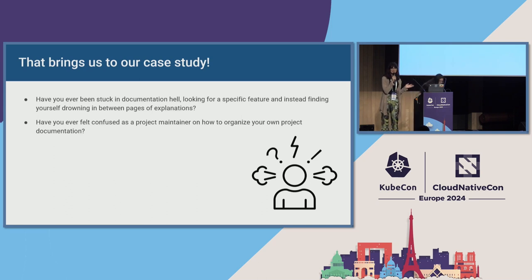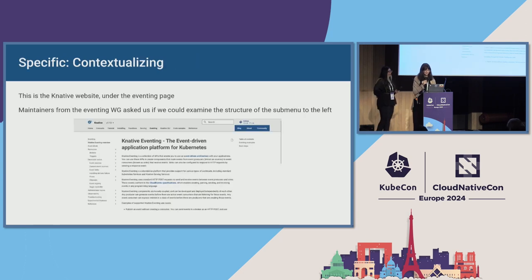All right, so that brings us to our specific case study that we're talking about today, which is, have you ever been stuck in documentation hell? Let's say you're trying to look for a specific feature within pages and pages in documentation, and you can't seem to find it. Or maybe you yourself are a maintainer of a specific open source project, and you develop a feature, and they tell you, okay, now put it in the documentation. And you're like, okay, but where does that fit? This exercise is kind of meant to help you figure those kinds of questions out.